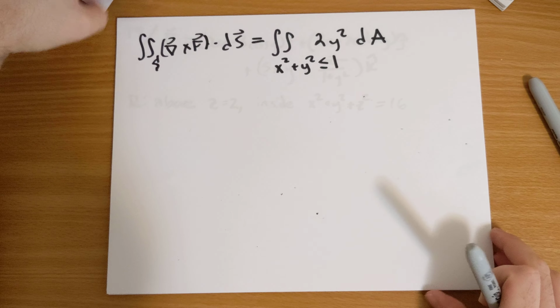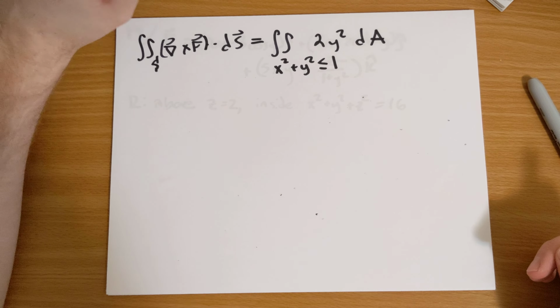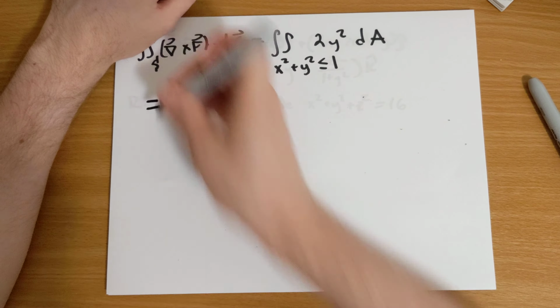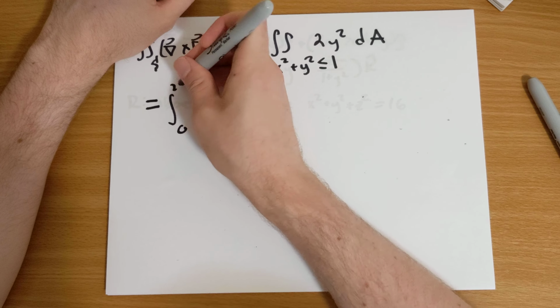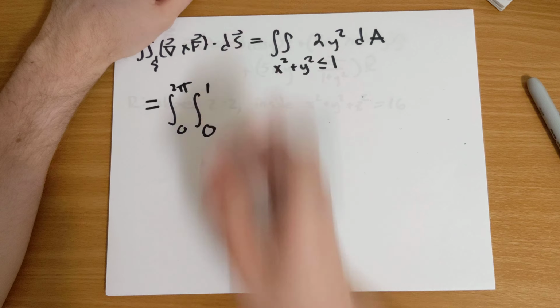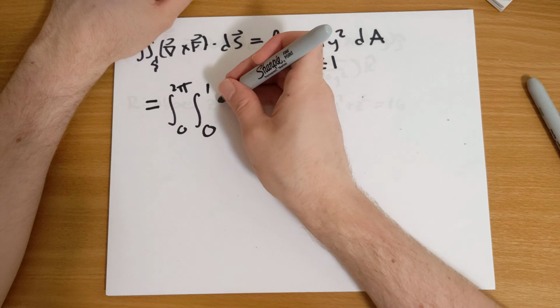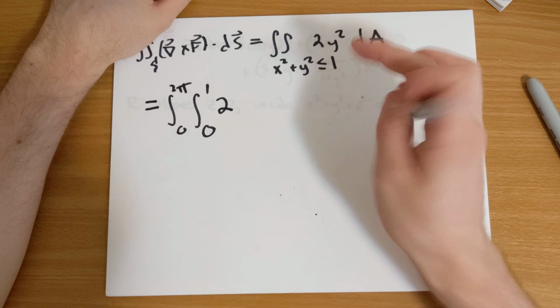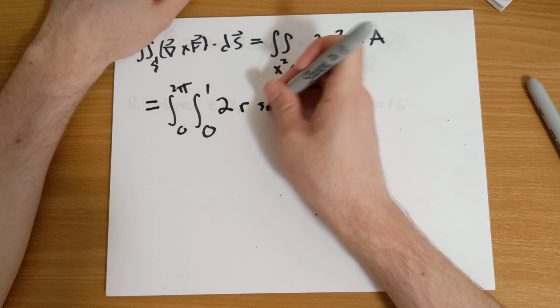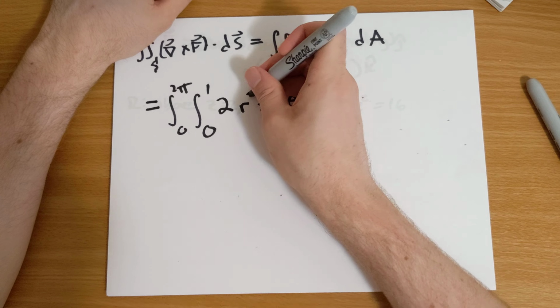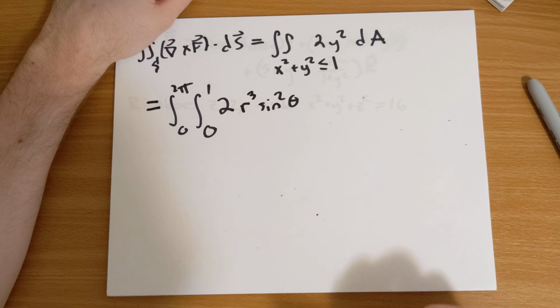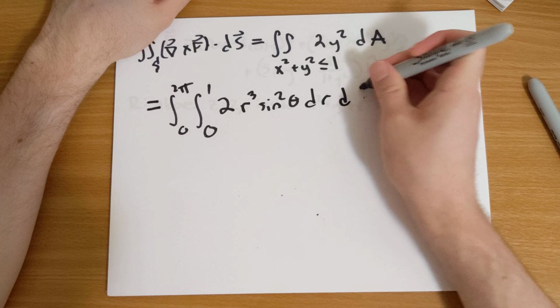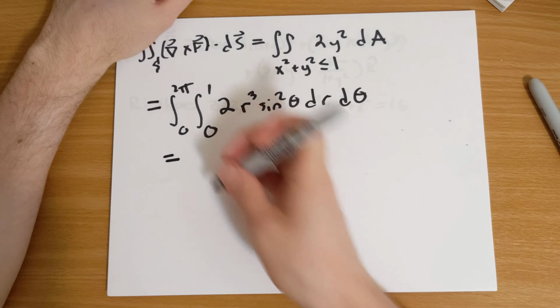Okay, we want to integrate this. The region of integration is a filled-in circle in the xy plane, so let's convert to polar coordinates. Theta will run from 0 to 2 pi, and r will run from 0 to 1. The 2 stays, y squared becomes r squared sine squared theta, and then there's one more factor of r that we throw in from the Jacobian. So this is what we have to integrate.